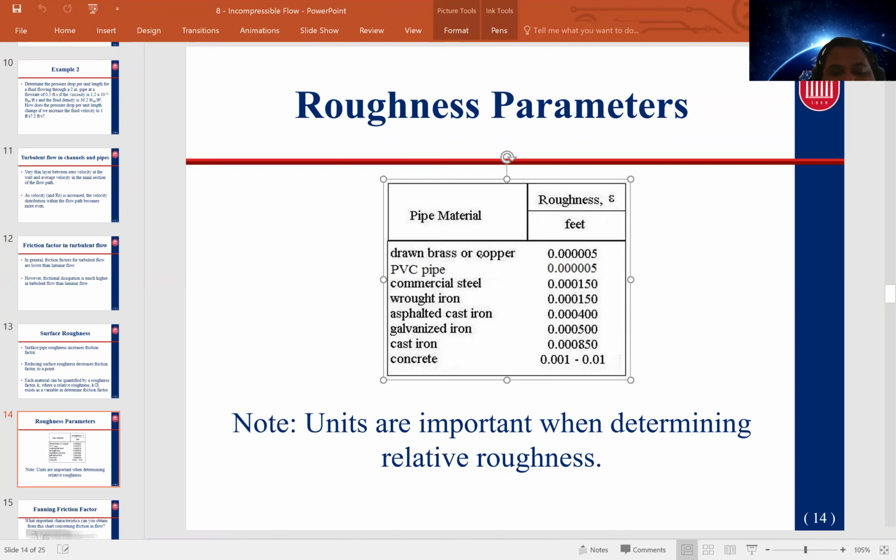And so with these values in mind, what we end up calculating is known as a relative roughness factor, which is simply the roughness factor K over our pipe diameter.